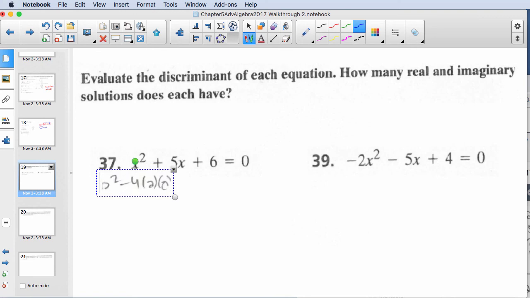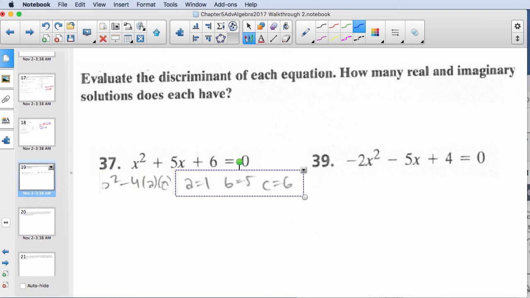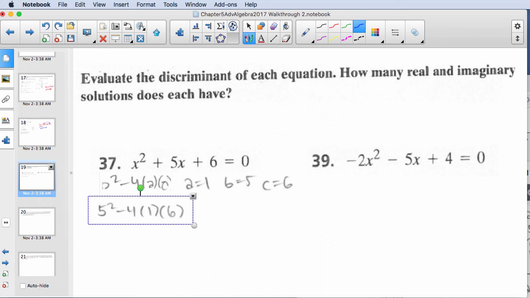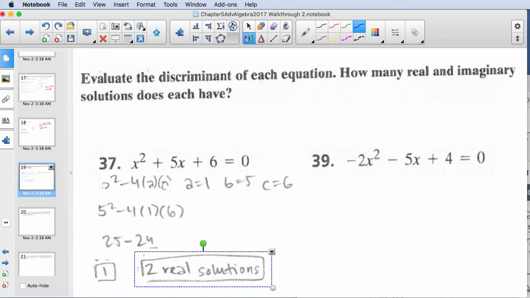Our discriminant is b squared minus 4ac. Our values are 1 for a, 5 for b, 6 for c. We plug that into our formula for the discriminant. We get 5 squared minus 4 times 1 times 6, which is 25 minus 24, which gives us a discriminant of 1. Since 1 is positive, we expect 2 real solutions. In addition, 1 is a perfect square, so the 2 solutions will not only be real, but they'll also be rational. No square roots in our answers.